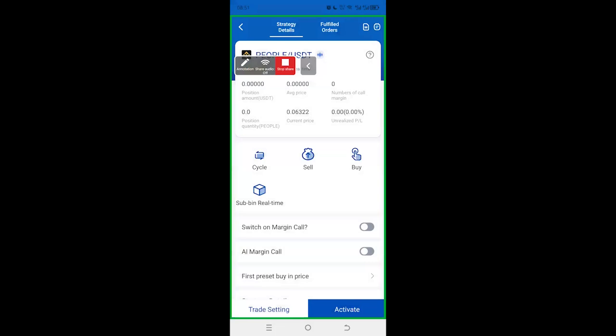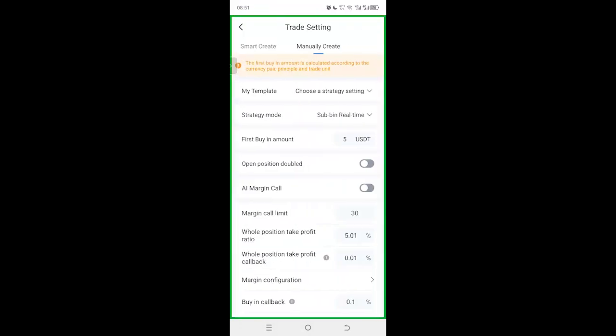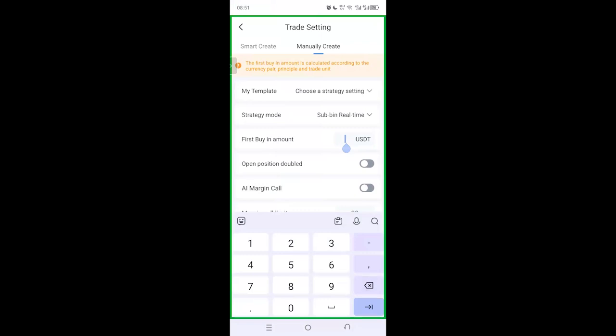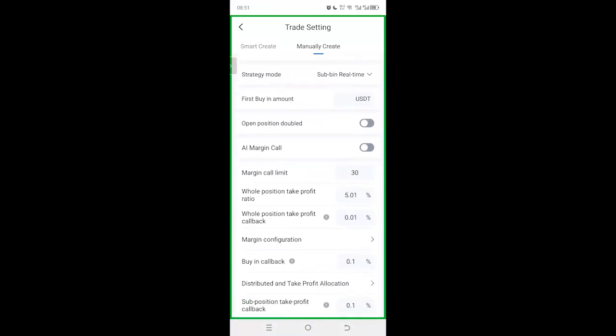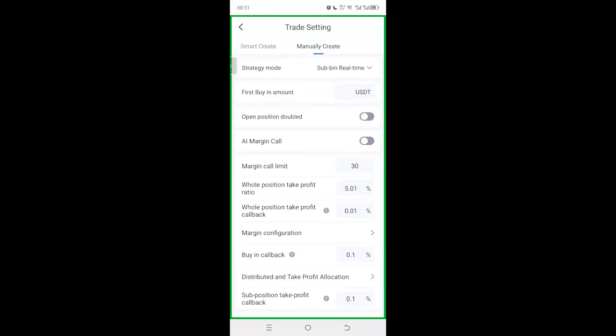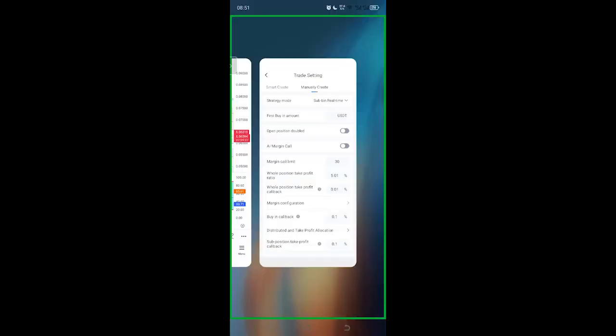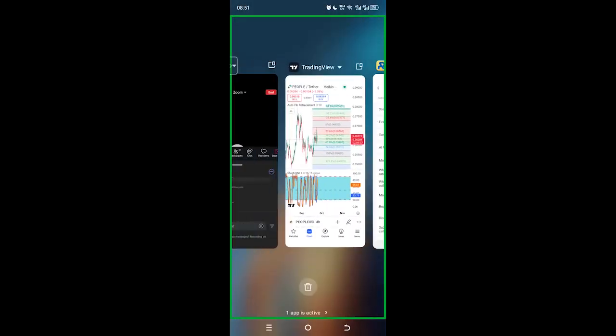All right. Now in this, you come to trade setting. Now, what are you going to do? First buy-in amount. Ladies and gentlemen, how much capital should we set our trade on? How much capital? Let me help someone.